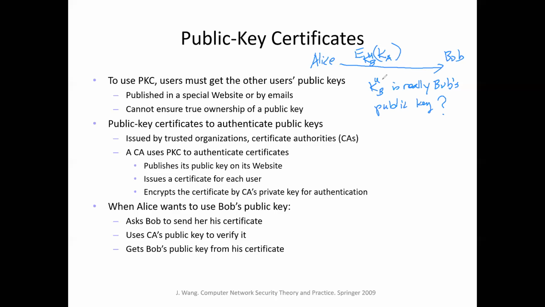Okay, so the way to do so is the concept of public key certificates. We need a third party to certify that this public key really belongs to Bob. Okay, really is Bob's public key. So this public key certificate authority is a trusted organization. For instance, Adobe is one, right?